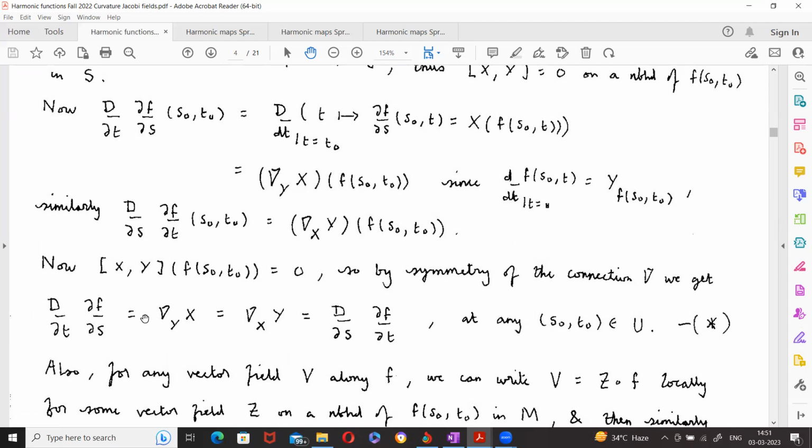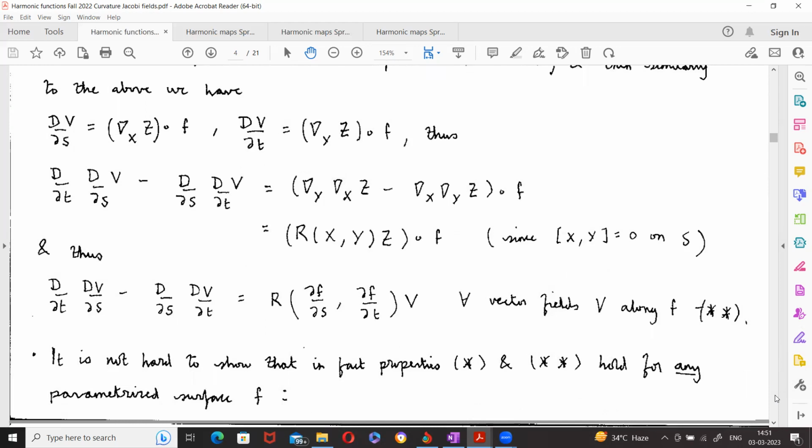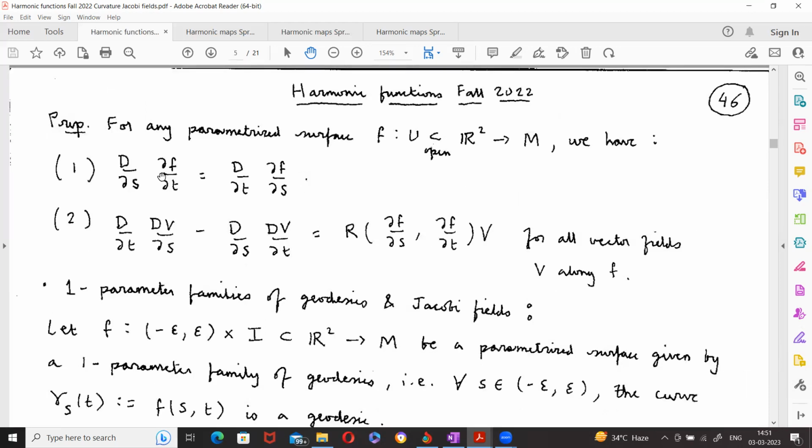It's just to motivate these identities. It's just for motivation purposes. It's not for the purposes of a proof. For a proof, what you have to do is decompose vector fields along F into the coordinate vector fields del del xi with coefficients which are functions of S and T.